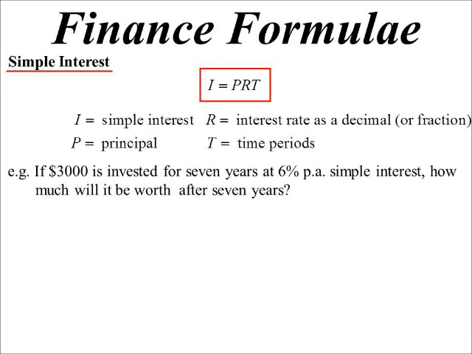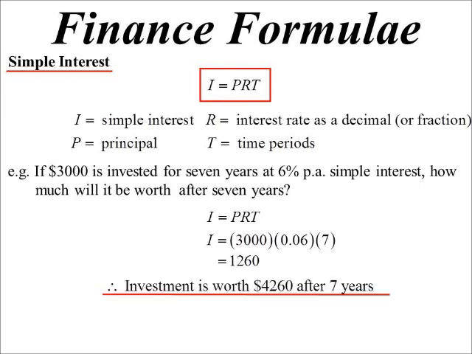$3,000 invested for 7 years, 6% simple interest. How much will it be worth? Well, we work out the interest, PRT, so 3,000, 6% is 0.06, 7 years, $1,260. Of course, that doesn't answer the question. Make sure you read the question, know exactly what they're asking for. They want to know how much it would be worth. So we would have to add that on to the principal, and it's now worth $4,260.